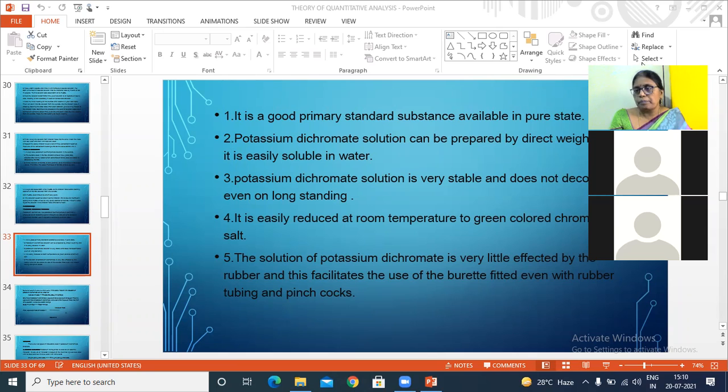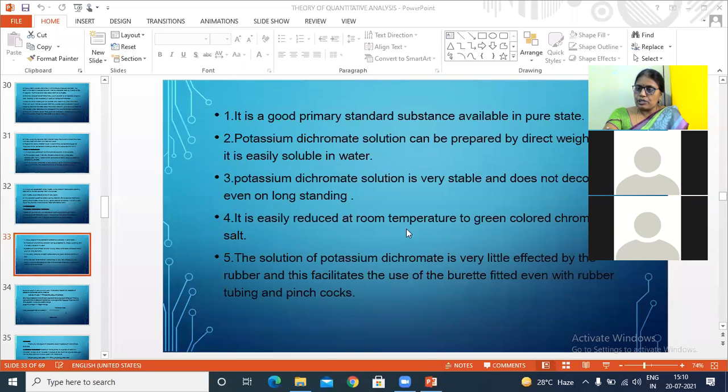But in the case of potassium permanganate, which is an oxidizing agent, it can very easily capture oxygen from the atmosphere. It can be converted into another substance, so it is not possible to store it for a long time, and it is not available in a pure state. Only then would it be possible to prepare it as a primary standard substance, but for potassium permanganate that is not possible. That is one more important advantage of dichromate compared to permanganate.